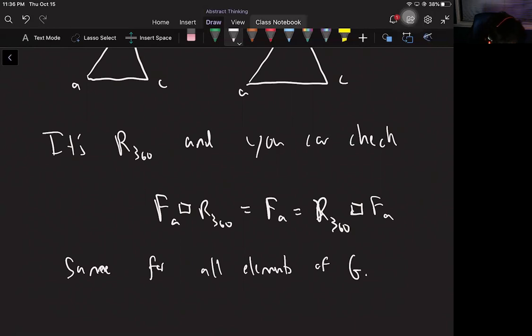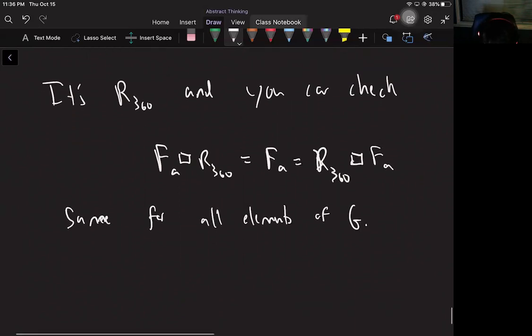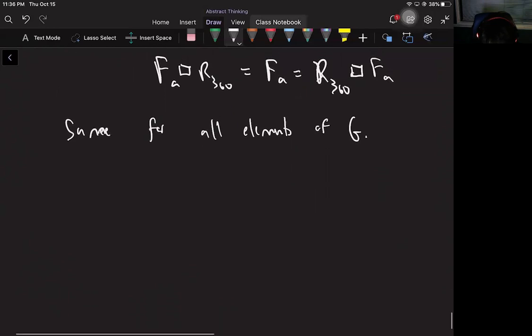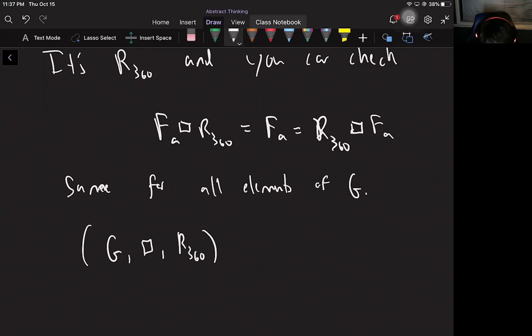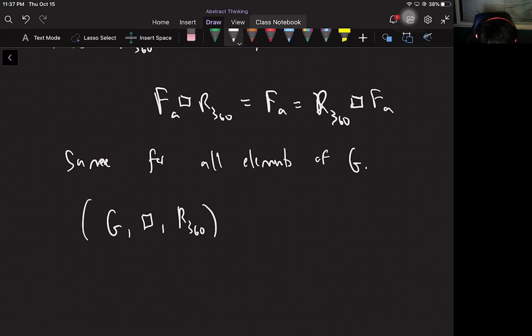Okay, but in this lecture, we're not really going to be proving facts so much. I just want to show you a bunch of cool stuff. So we're going to keep moving along. So the point is that G, comma, this operation, comma, R360 exists. So we have a set with an operation with an identity element.